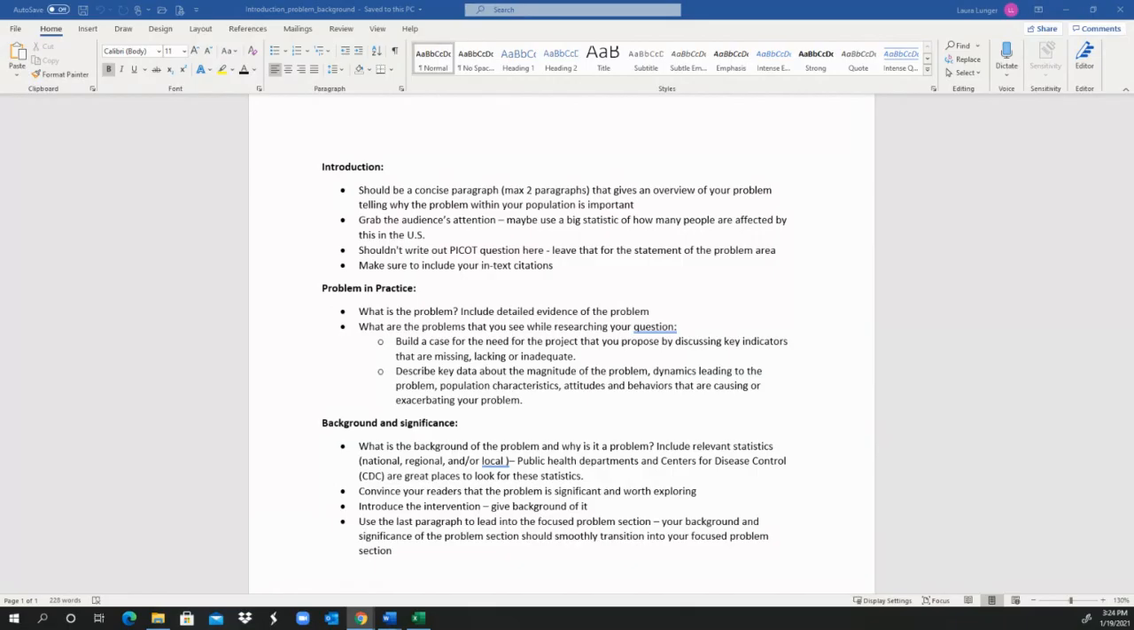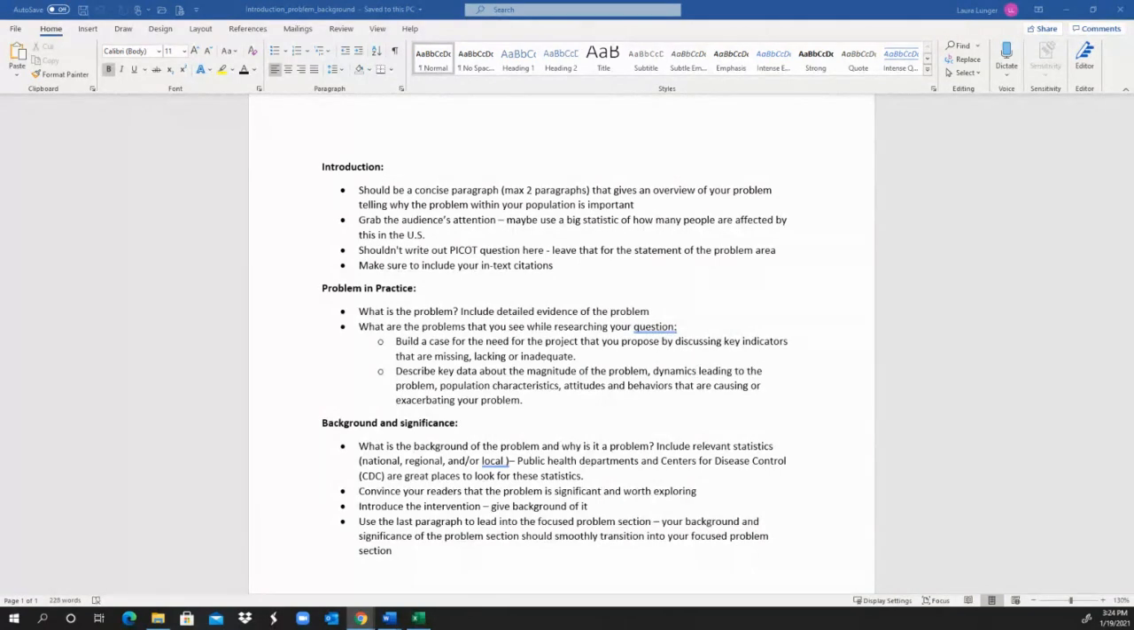Use an attention grabber. I know some of these things are very basic, but it's nice to know what to put in what section. So grab the audience's attention. Maybe use a big statistic of how many people are affected by it in the United States, or how many people die of something in the United States.